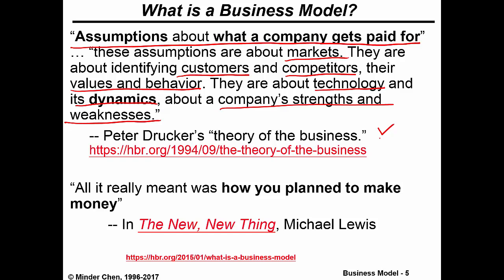And Michael Lewis basically defined business model as how you plan to make money. And that's the bottom line for any business model eventually, is how you're going to generate the revenue to sustain the operation of your business. And in the process, you're making money. At least you're making enough money to survive.